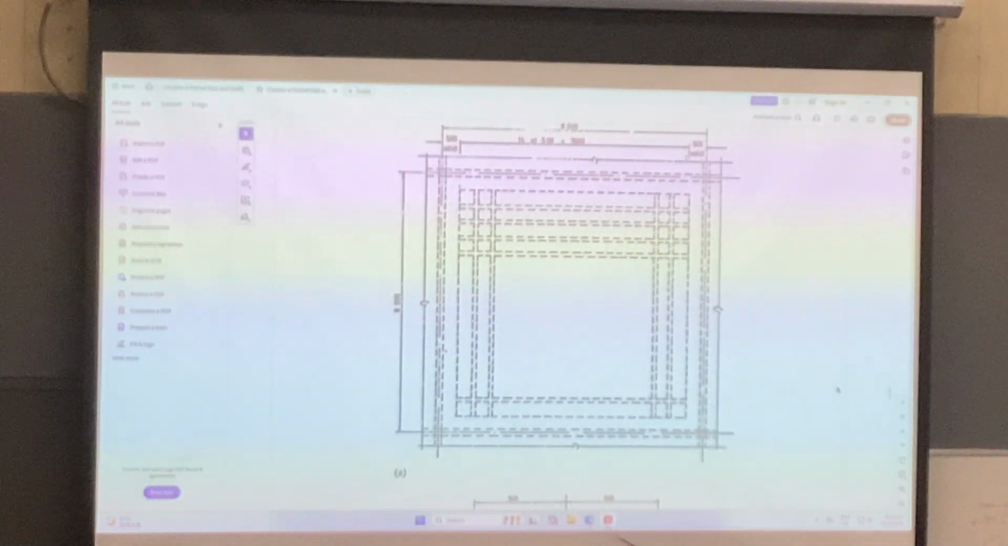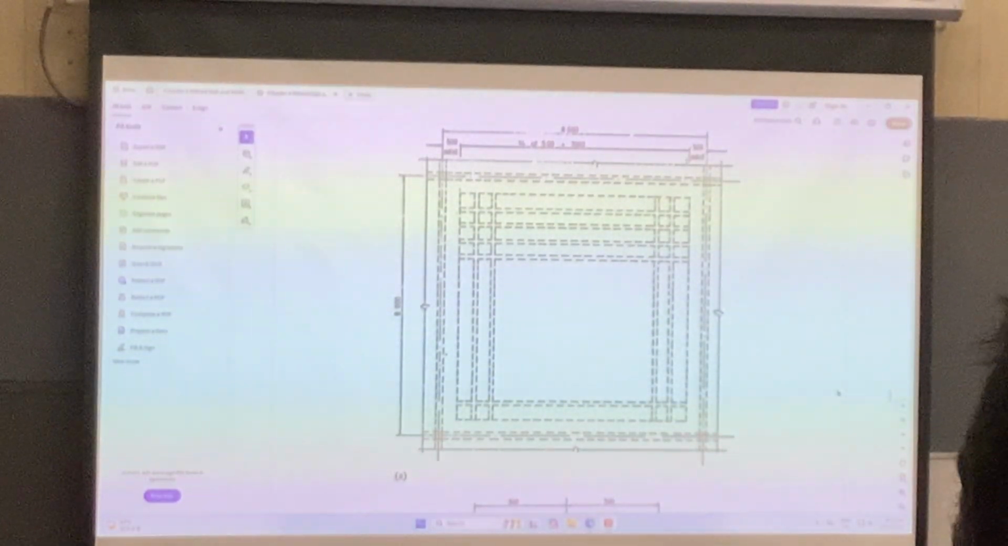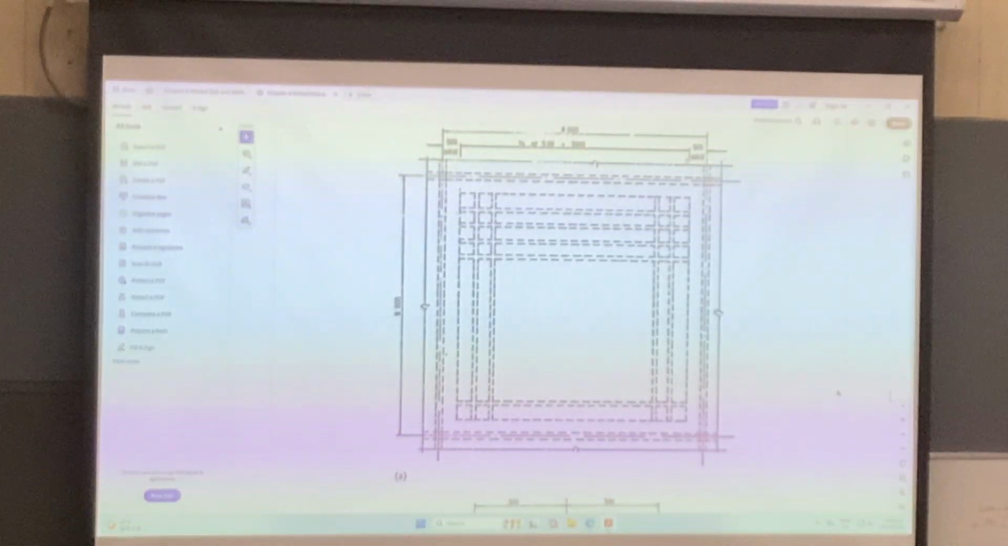Agree? Can you imagine the case? Because you have a rib, each rib you have 2 T12 at the top, you have 2 T12 at the bottom, and then you have links with a spacing equal to 160 all along the ribs, okay?